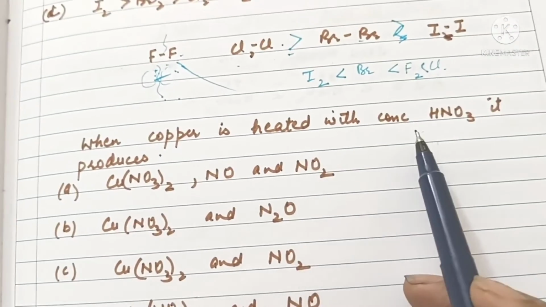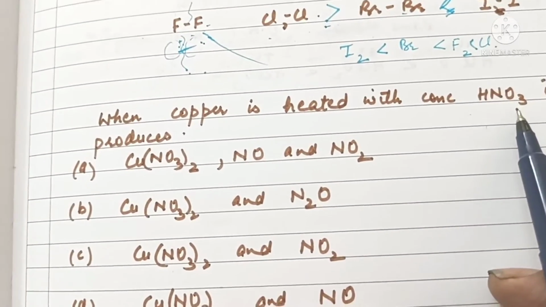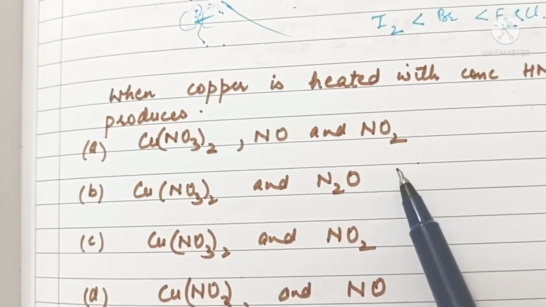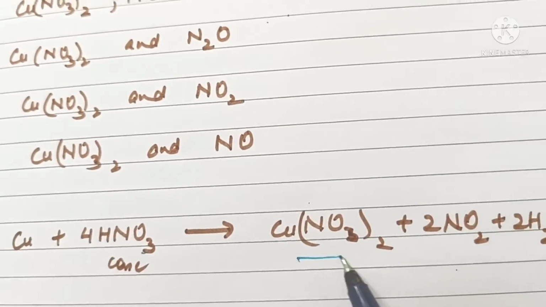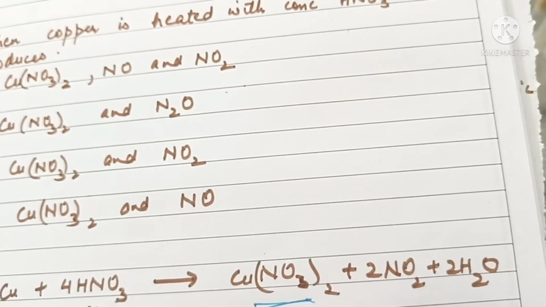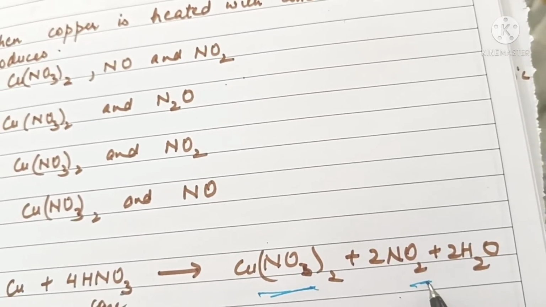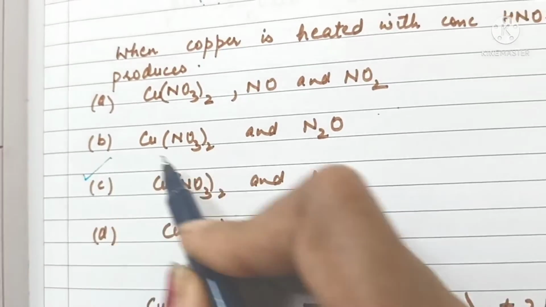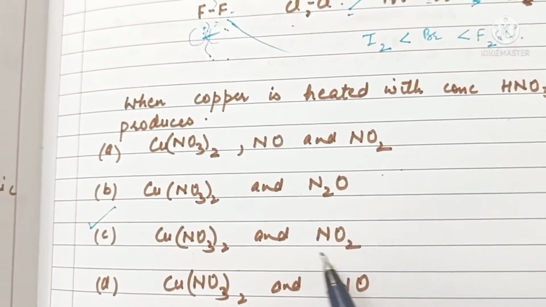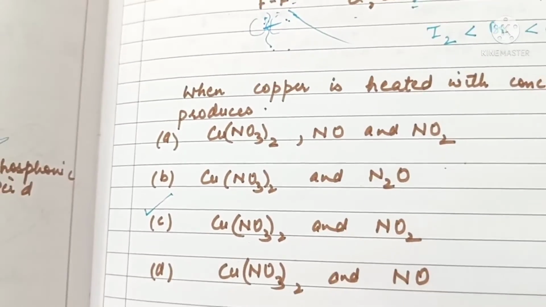When copper is heated with concentrated nitric acid, it produces, so the reaction is copper with nitric acid will form copper nitrate and nitrogen dioxide along with water. So option C, copper nitrate and nitrogen dioxide, is the correct answer, in addition to water.